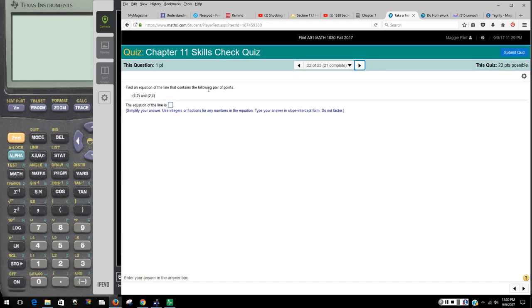Find the equation of the line that contains the following pairs of points. And this is our next to the last problem. Okay. The 2 points that we are given are 5, 2 and 2, 4.